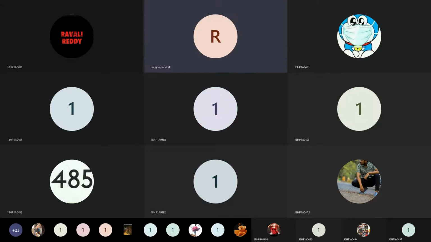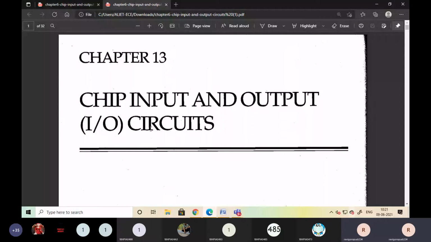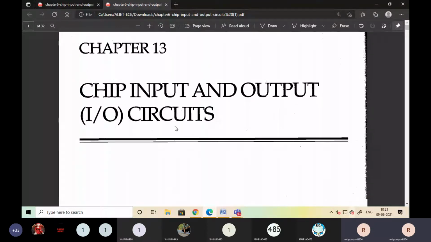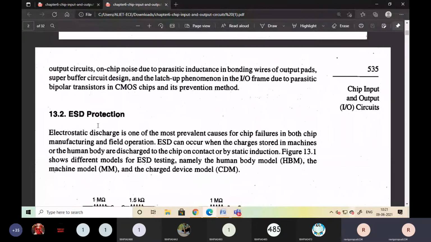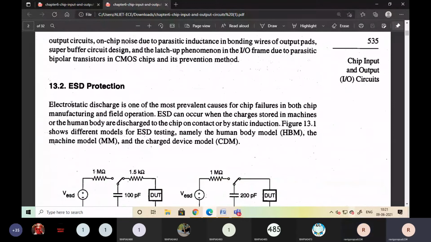Fourth chapter: on-chip input and output circuits. Here, we already discussed ESD. ESD is nothing but electrostatic discharge.